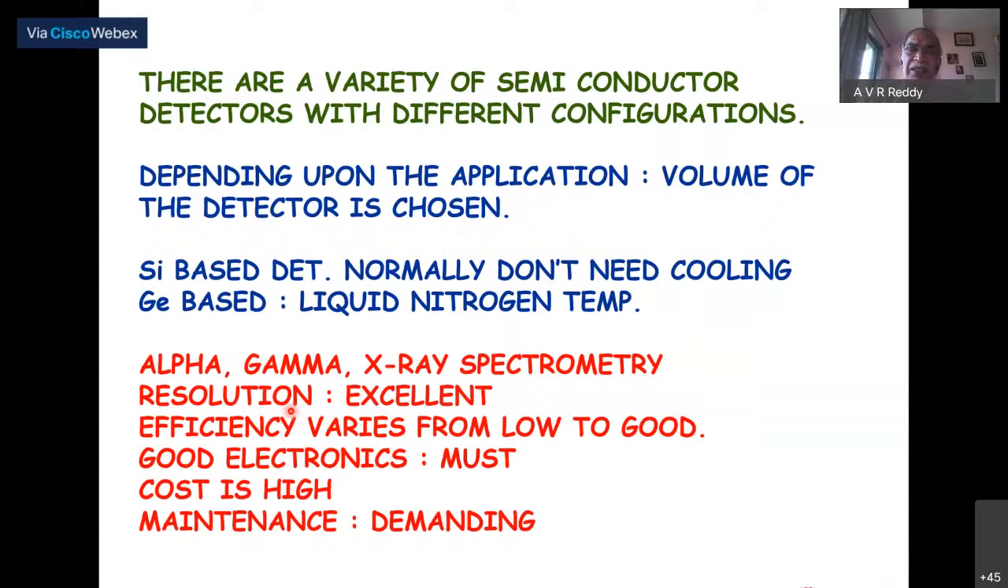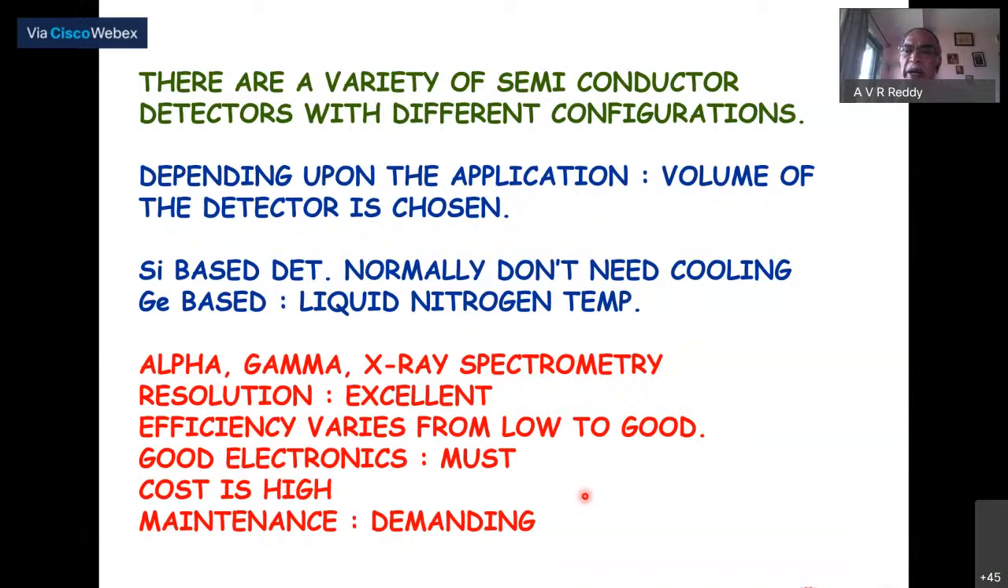Resolution is excellent. Efficiency varies from low to good. Nowadays, high volume detectors are made. Efficiency is improving. Of course, we compromise slightly on the resolution. Good electronics are a must. Cost is high.